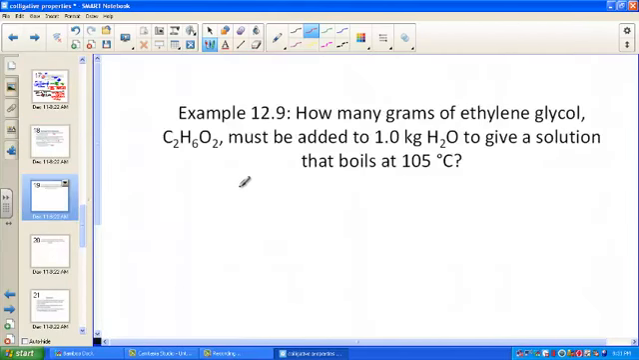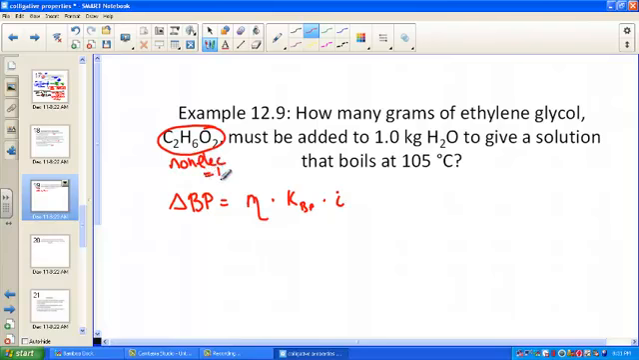Let's model one of these problems. The math, again, very similar to the freezing point, except now boiling points increase, freezing points decrease. How many grams of ethylene glycol must be added to a kilogram of water to make the solution boil at 105 degrees? The change in the boiling point can be found by knowing the molality, the boiling point constant, and the Van't Hoff factor. This solute is a non-electrolyte. Its Van't Hoff factor is 1.